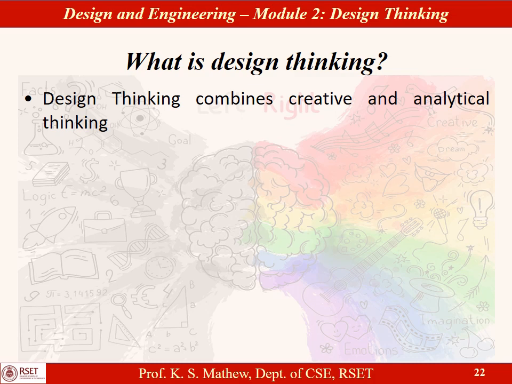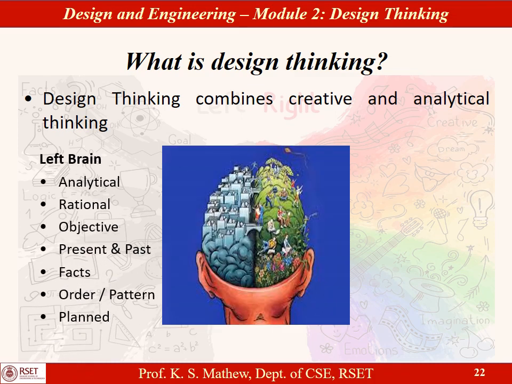Design thinking combines creative and analytical thinking. It's a combination of creative thinking and analytical thinking. Our brain has two parts, the left side and the right side. These are the qualities of the left brain: analytical thinking, rational, objective, present and past, facts, order and pattern or logic, and planning. Everything happens in the left side.